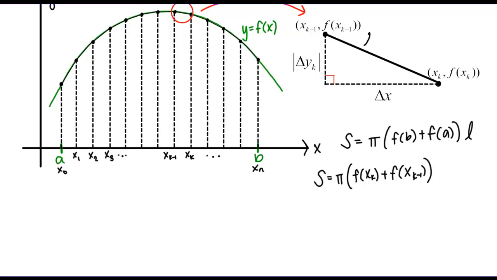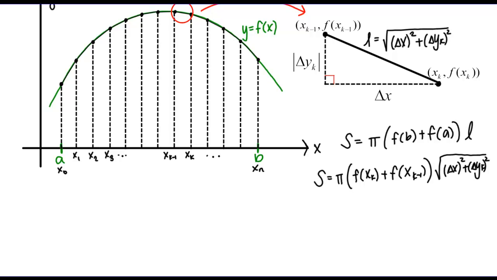Well, L is the length of the line segment, or the length of the hypotenuse of this triangle. And we've figured out that expression before, and to do that we just use the Pythagorean theorem. If you recall, the length of this hypotenuse is the square root of delta x squared plus delta y sub k squared. Okay, so now I have an expression that gives the surface area of the frustum of the cone created by revolving this small line segment around the x-axis.